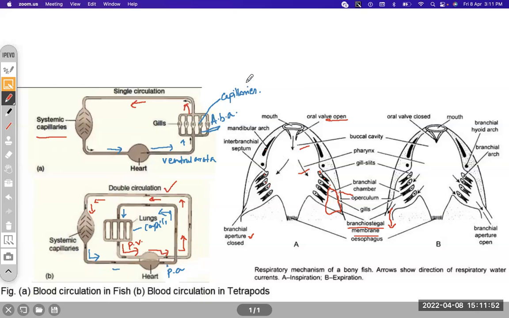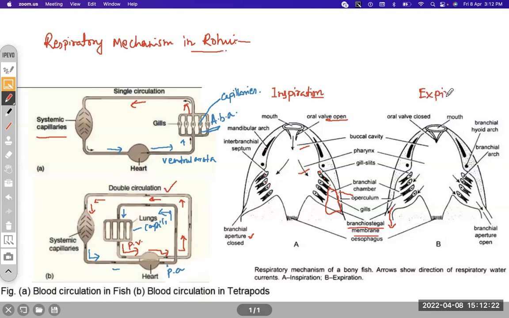So in the next, I haven't written the topic, respiratory mechanism in rohu. This is inspiration, that one is expiration.